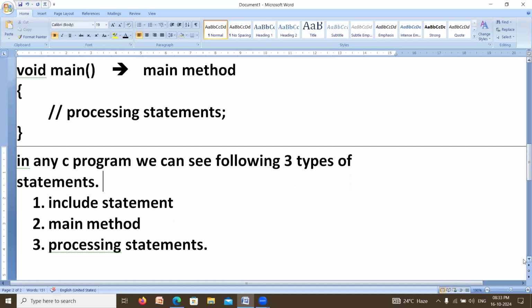In every program, we need to write include statement. In every program, we need to write a main method. In every program, we have to write the processing statement.